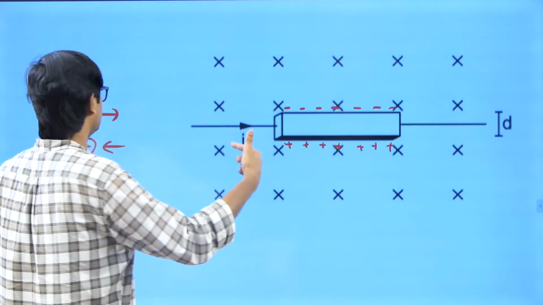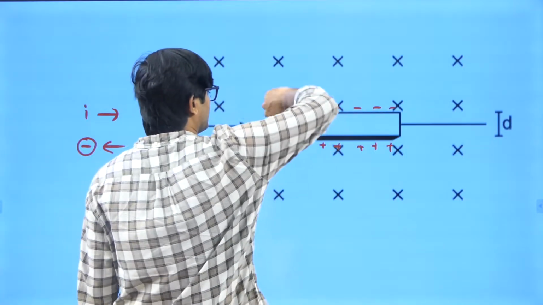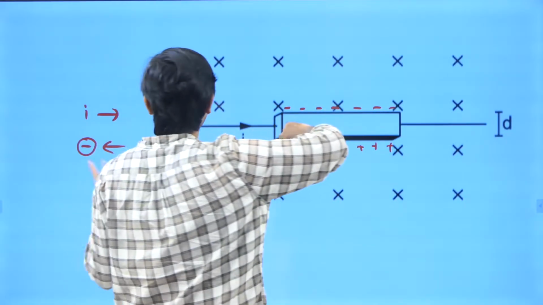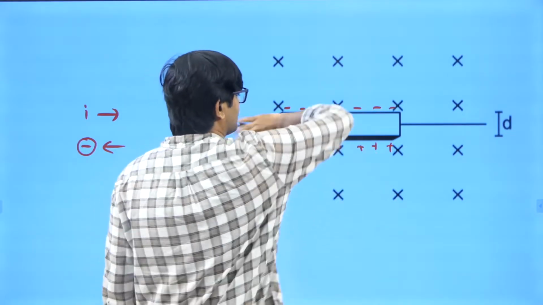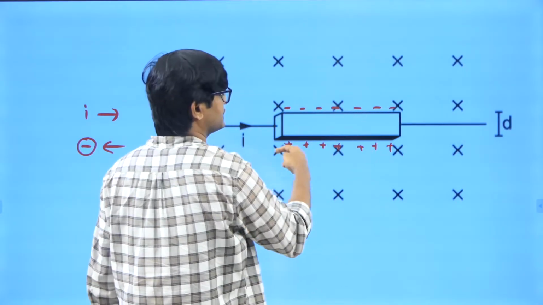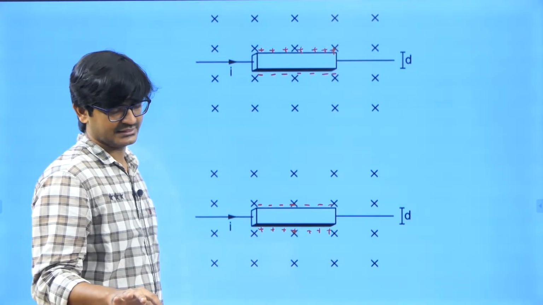Now if I assume current is because of negative charge movement, if current is in this direction, then the negative charge must flow in this direction. So V bar cross B bar is in this direction, but Q into V bar cross B bar we need to find, and it is negative charge, right? So negative charges will try to accumulate here and positive charges will accumulate here, right? Now if you see, it makes a difference here.